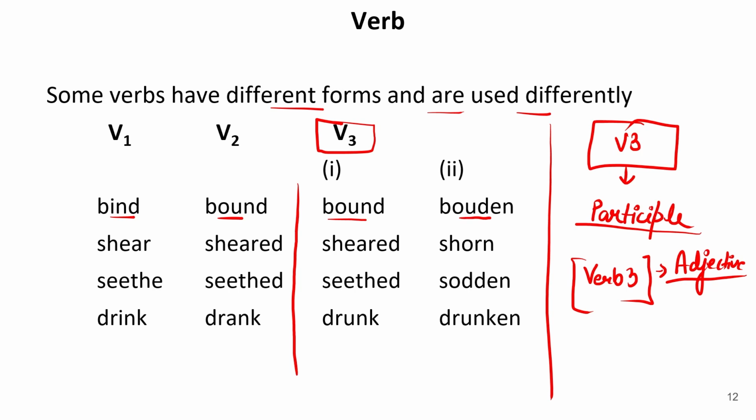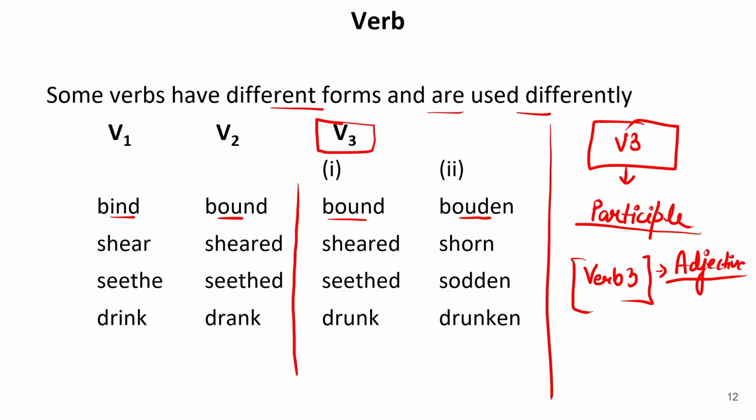Now, what are adjectives? Adjectives are the qualifiers of noun, or words which can qualify or modify a noun. For example, if I say beautiful girl, now I am using the word beautiful for girl. Girl is a noun and beautiful is an adjective used for girl.